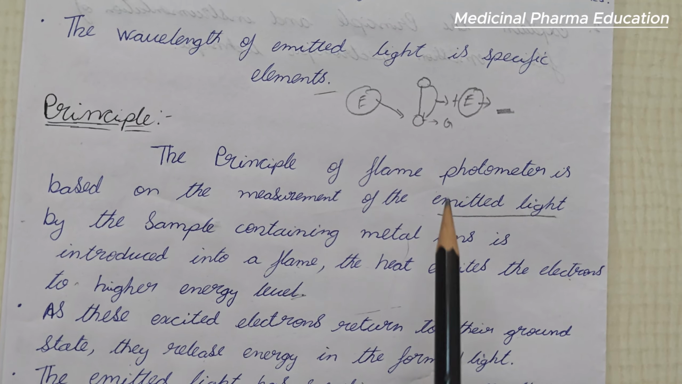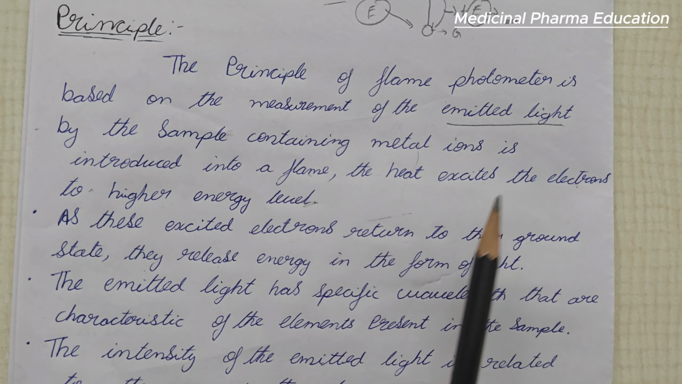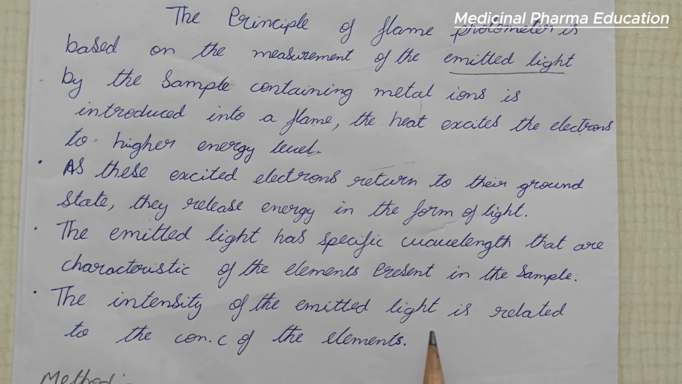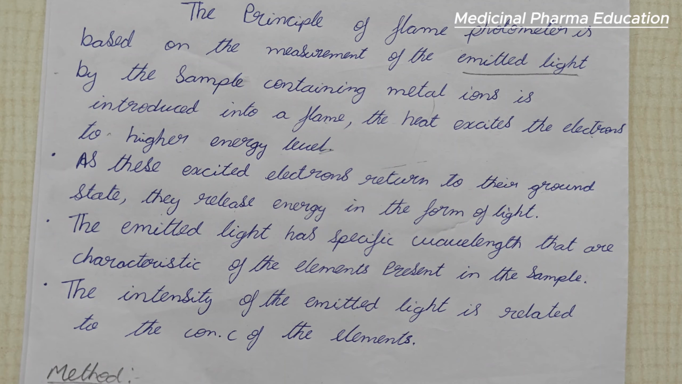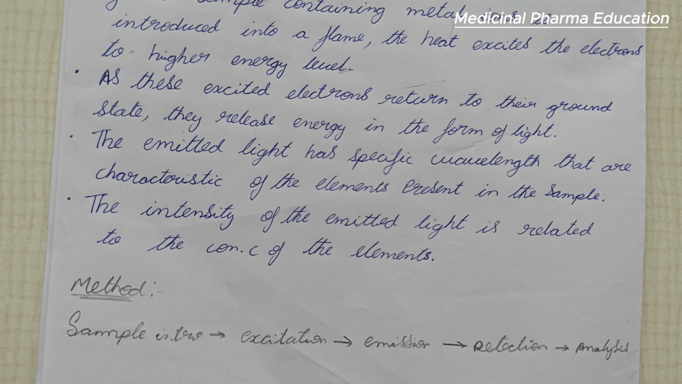I already said you, right? They come back to the ground state by releasing the energy. Then the intensity of emitted light is related to the concentration of the element. As the intensity increases, concentration increases. As the intensity decreases, the concentration decreases. It is directly proportional to each other. The principle is given in simple terms.